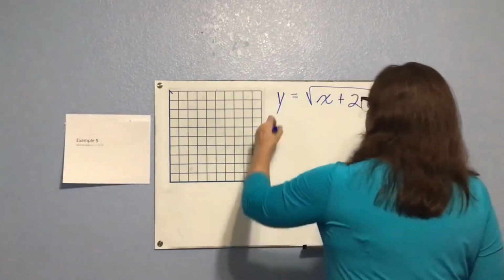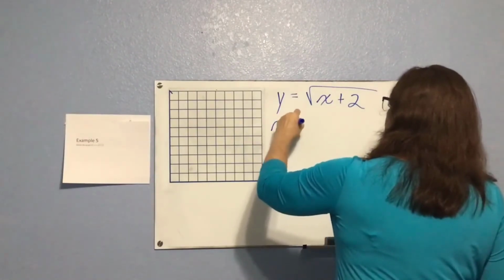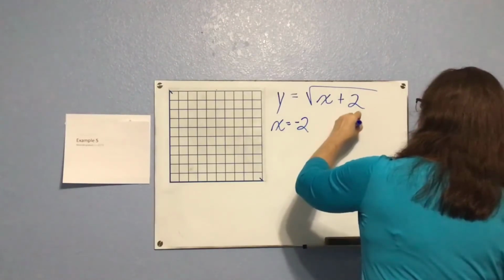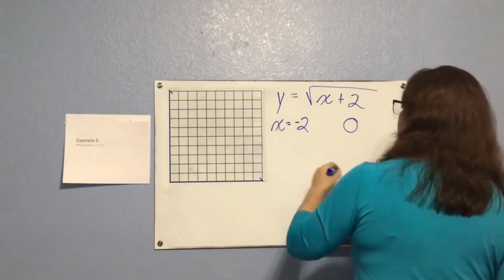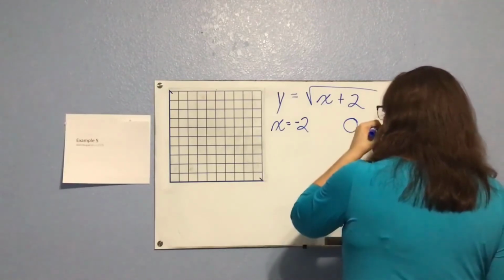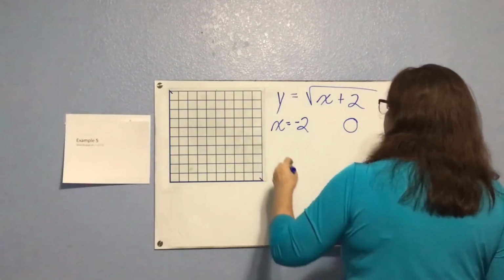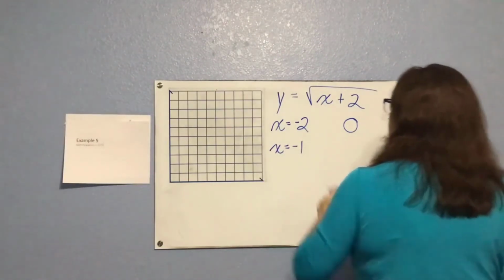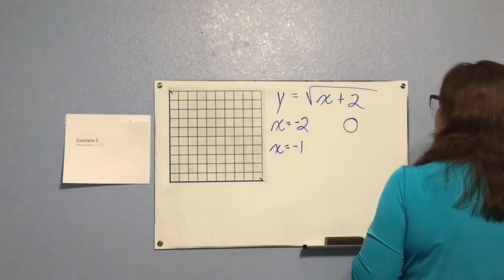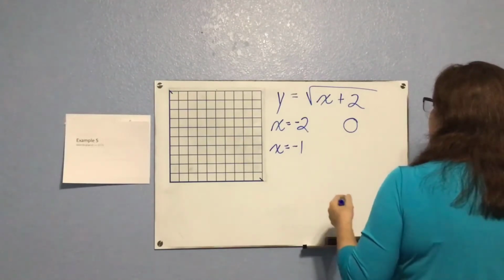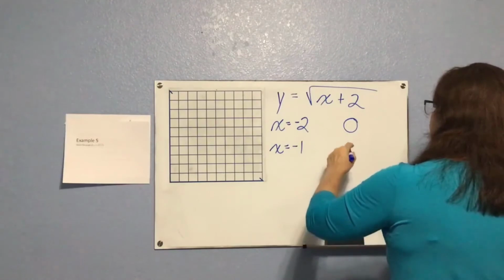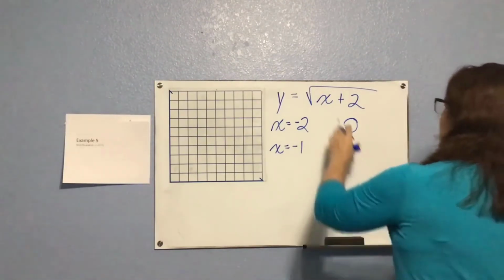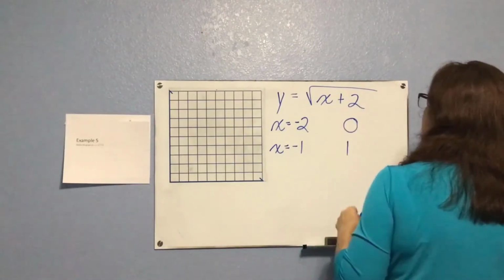So I'm going to start off with x equals negative 2. If x is negative 2, then y is 0. And then let's try x equals negative 1. Negative 1 plus 2 would give me just 1. So then I would have 1 here. I'm going to skip over 0 because I don't want to do square root of 2.